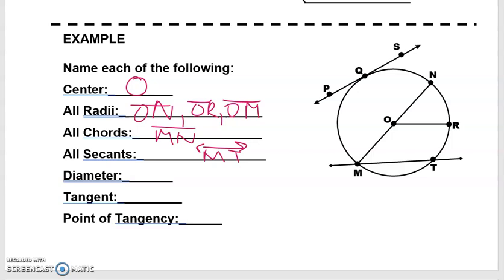Our diameter happens to be a chord. Remember, it's the longest chord, and it's a chord that goes through the center. Well, this goes through the center, so that's it. So MN. Tangent is something that only goes through one point, it just bounces off of it. So this is going to be line PS. Okay. And the point of tangency is this point right here, Q.